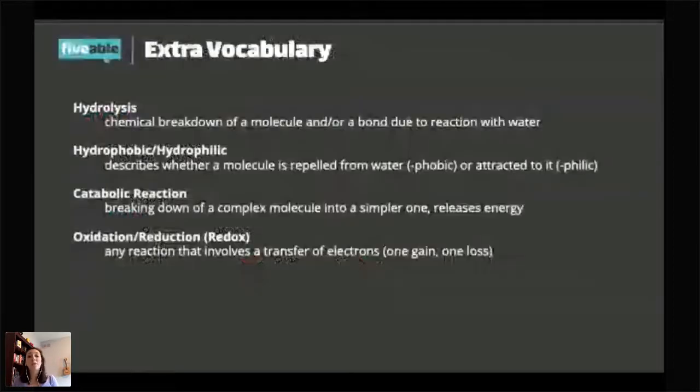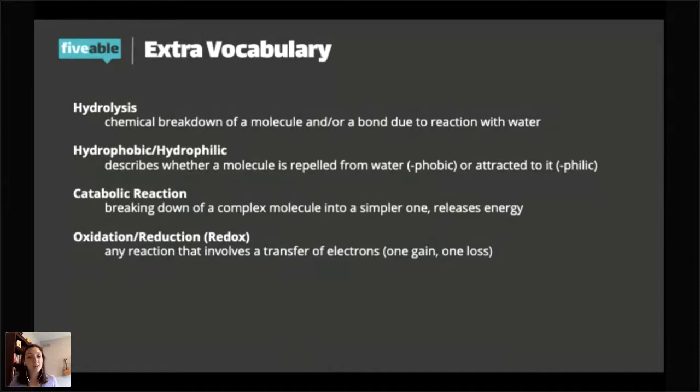Okay, and so before we move into how this applies to biological macromolecules more specifically, I just want to go over some extra vocabulary that is more chemistry than it is biology, but you'll see either within this unit or more so within cellular respiration and photosynthesis, because that has a huge biochem aspect in it as well.